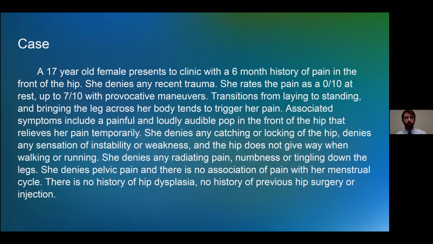Her associated symptoms included a painful and loudly audible pop in the front of the hip that relieved her pain temporarily. She denied any catching or locking of the hip joint. She denied any sensation of instability or weakness. The hip was not giving way when she was walking or running. She denied any radiating pains. She denied any numbness or tingling down the legs. She denied any pelvic pain, and there was no association of this pain with her menstrual cycle. And there was no history of hip dysplasia, no history of previous hip surgery or injection.